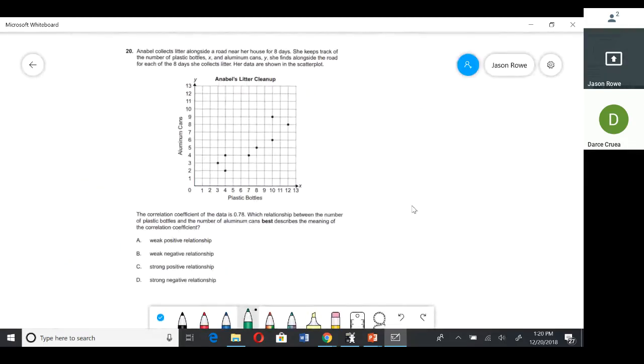Is this our last problem? This is the last one. Woohoo! Moving on. Good. All right.